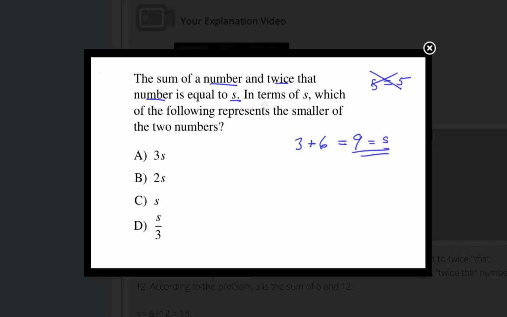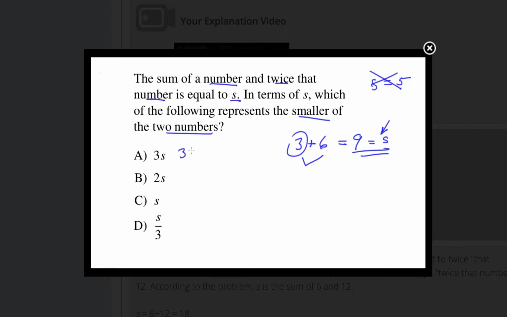Then the problem asks us, in terms of S, which of the following represents the smaller of the two numbers? Well, the next step in any plugging in numbers problem is to actually determine the question and answer it. What question are we being asked? It asks us, which of the following represents the smaller of the two numbers? So our actual answer to this problem is 3, because it is the smaller of the two original numbers we chose. Once we know we're looking for 3, all we need to do is plug what we have for S in the answer choices until one of those gives us 3.